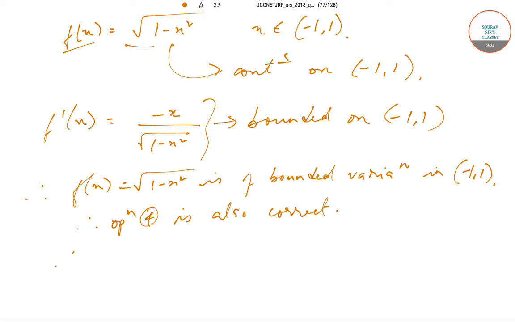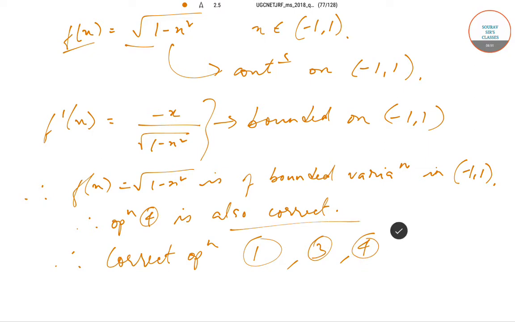So therefore the correct options are, we have already seen that option 1 is correct, option 2 is false, option 3 is correct, and option 4 is also correct. So the correct options are 1, 3 and 4.